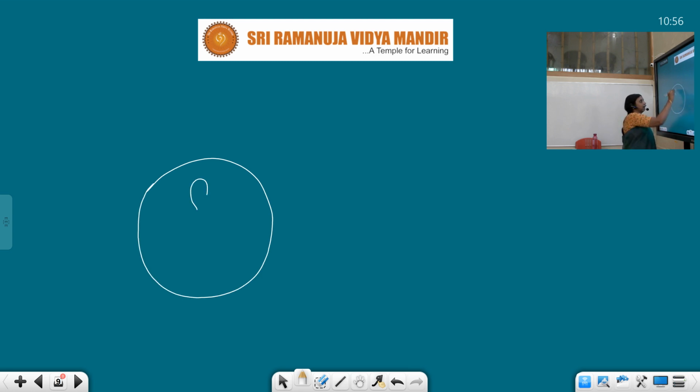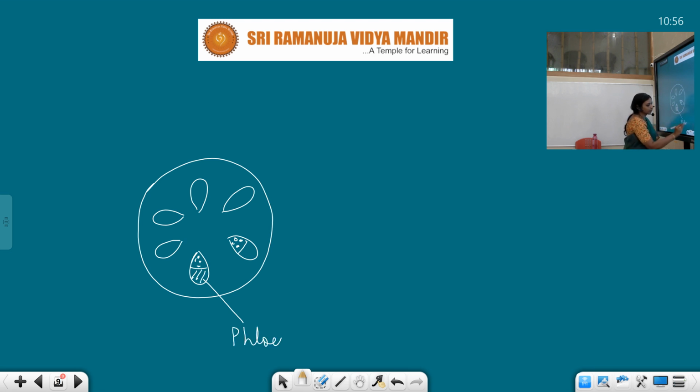This is the stellar part and these are vascular bundles. Vascular bundles are arranged in a ring-like manner and the inner part is xylem. So this is xylem. Here also the inner part is xylem and the outer part, this part, is phloem. This part is xylem. In between xylem and phloem, the cambium ring is present. So this is called the cambium ring.